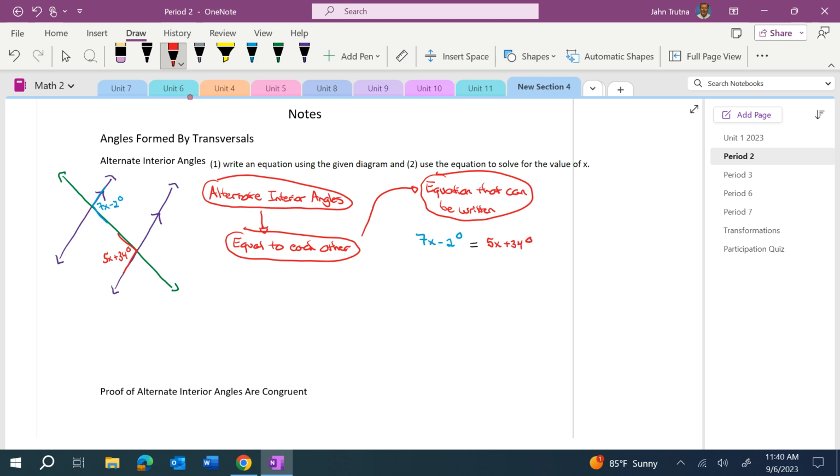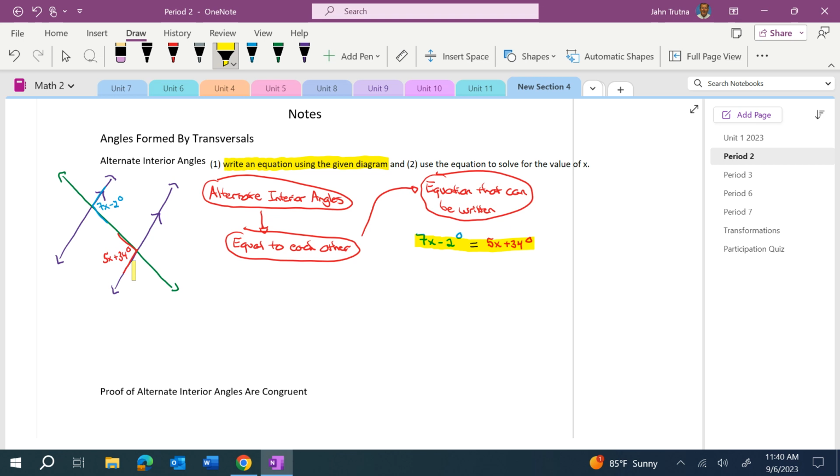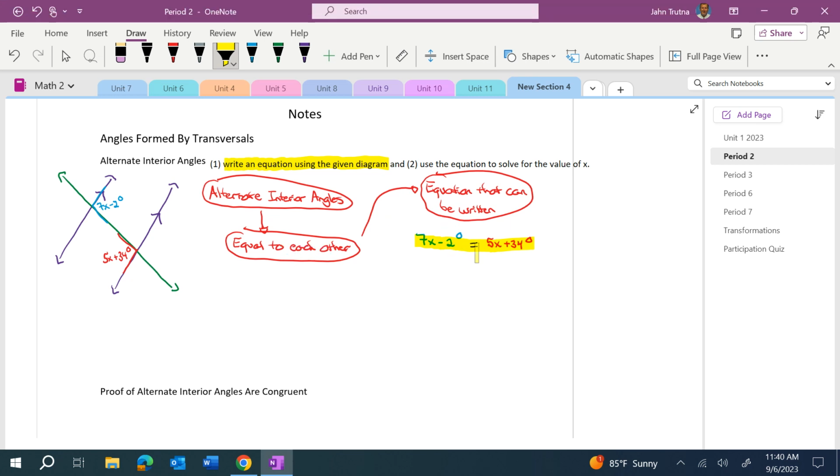Okay, so when the problem says, step 1, write an equation using the given diagram, 7x minus 2 equals 5x plus 34, that is the equation that I get from this diagram. And I was able to write that equation because those two angles, the 7x minus 2 and the 5x plus 34, are alternate interior angles, and alternate interior angles are equal to each other. So that's why I was able to take the two parts of the equation and make them equal to each other. Okay, now that is part one of my problem.